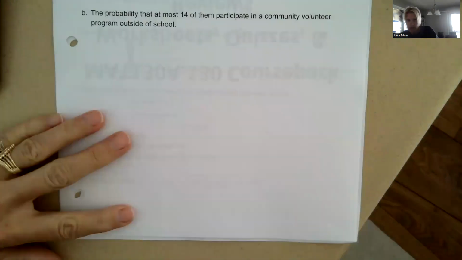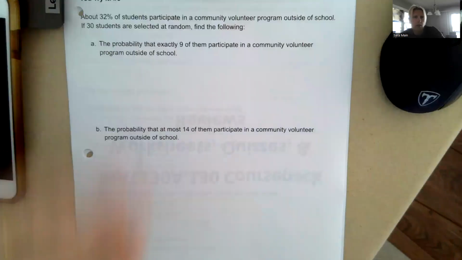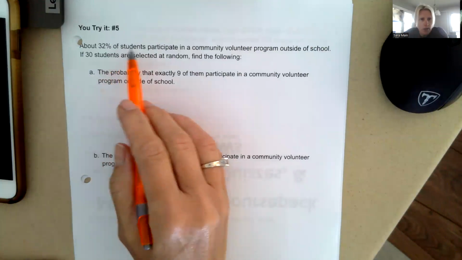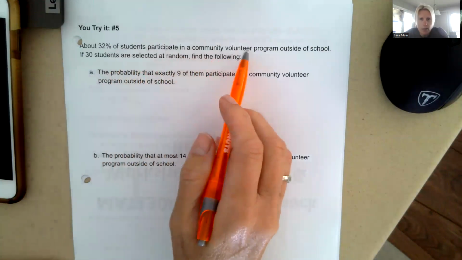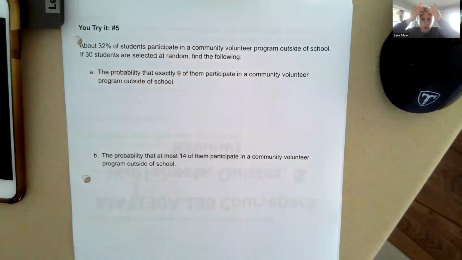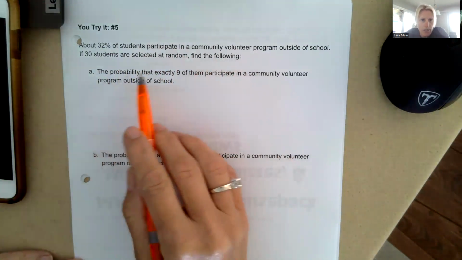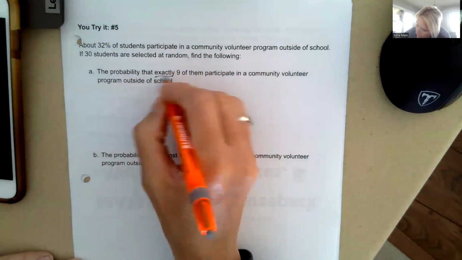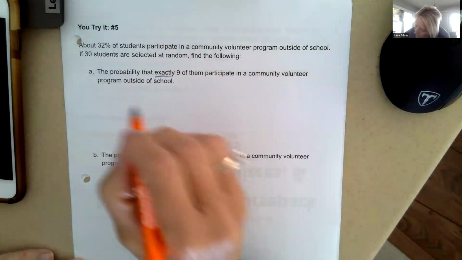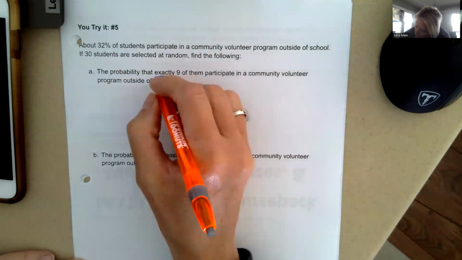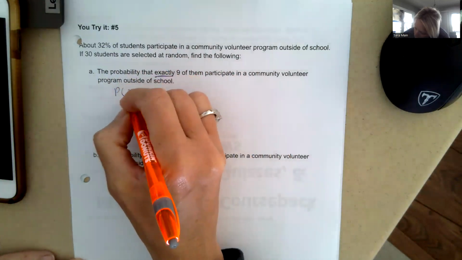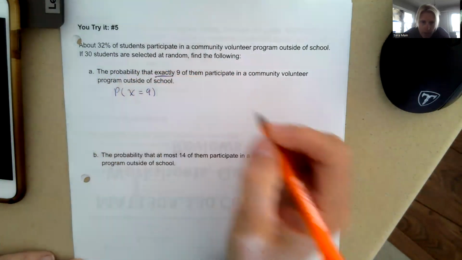So let's look at one on our own here. Let's put this all together. It says, about 32% of students participate in a community volunteer program outside of school. If 30 students are selected at random, find the following. The probability that exactly 9 of them participate in a community volunteer program outside of school. So exactly 9 means that we're looking for a probability of exactly 9.